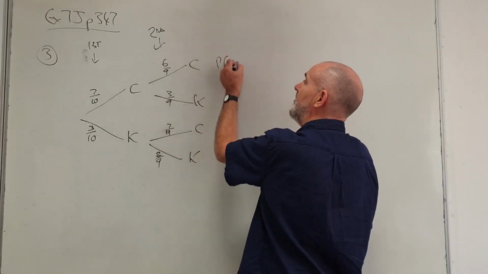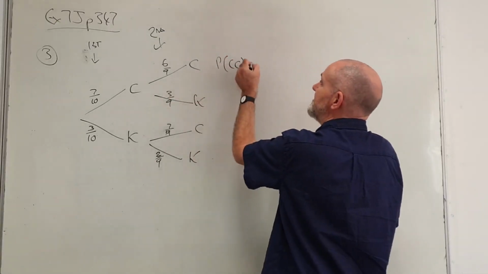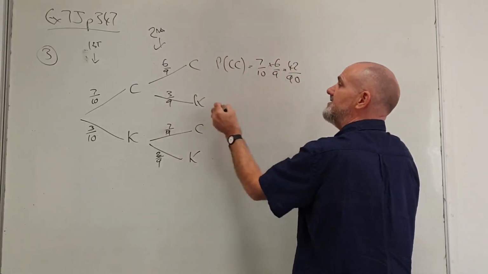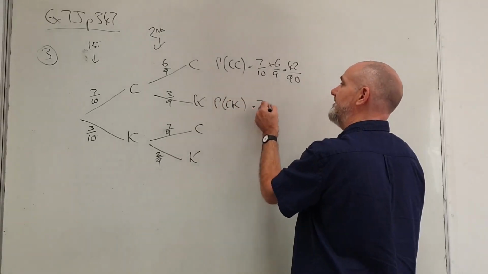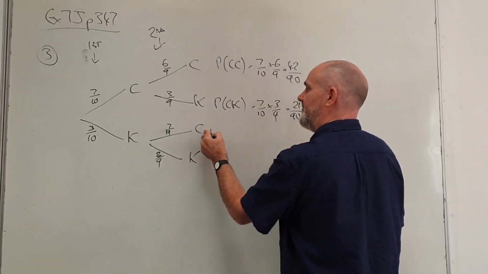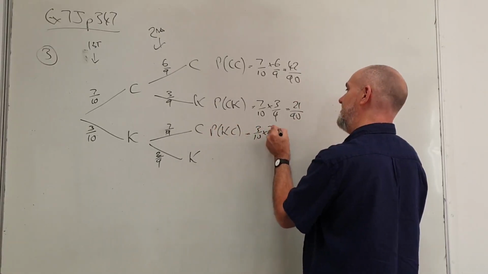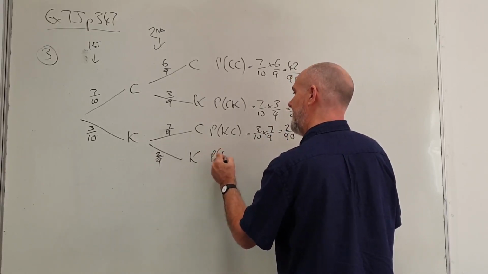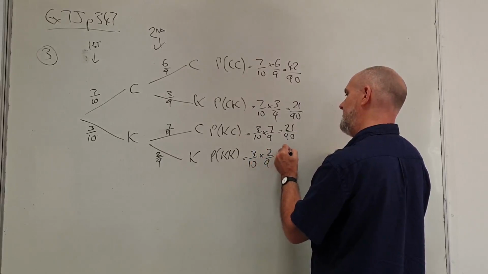so the probability of getting a coin and a coin, the probability of coin is 7 out of 10 times 6 out of 9, which is 42 out of 90. The probability of coin key is 7 out of 10 times 3 out of 9, which is 21 out of 90. And the probability of key coin is 3 out of 10 times 7 out of 9, which is 21 out of 90. And the probability of KK, 2 keys, is 3 out of 10 times 2 out of 9, which is 6 out of 90.